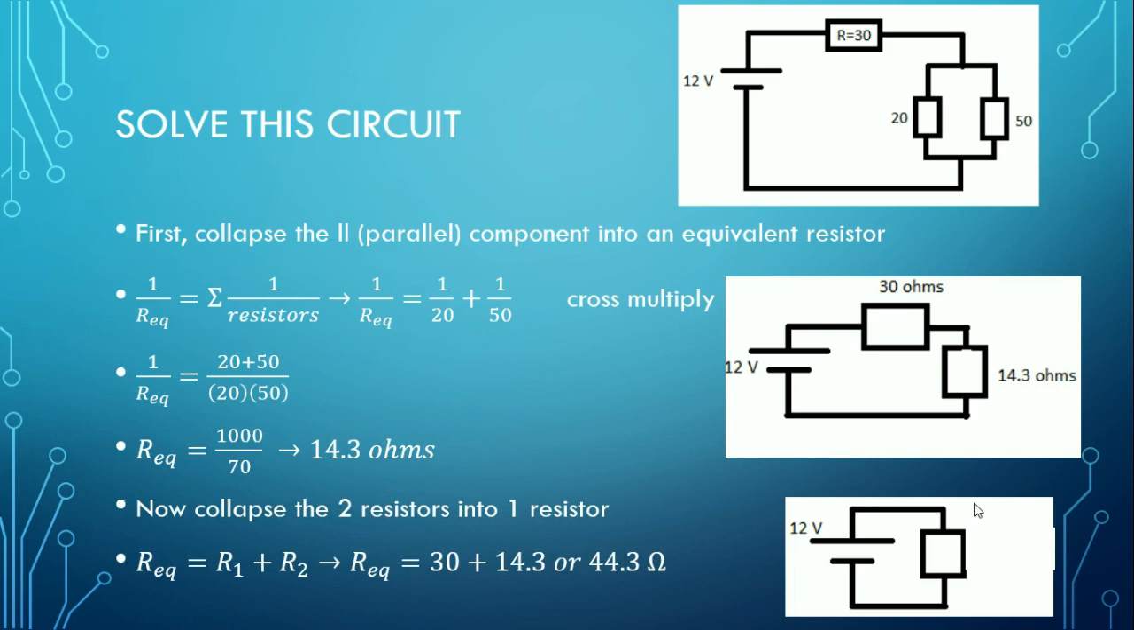So this rule for a series is pretty easy because the equivalent resistance is just the sum of all the individual resistances. The reason why it's series is because there's only one path for the electricity to travel. There's no choice for the electricity to make like in the parallel one. So this is series, so we just collapse it down to one resistor like this. And so we add 30 and 14.3 because that's our new equivalent resistance. And we get 44.3 ohms.